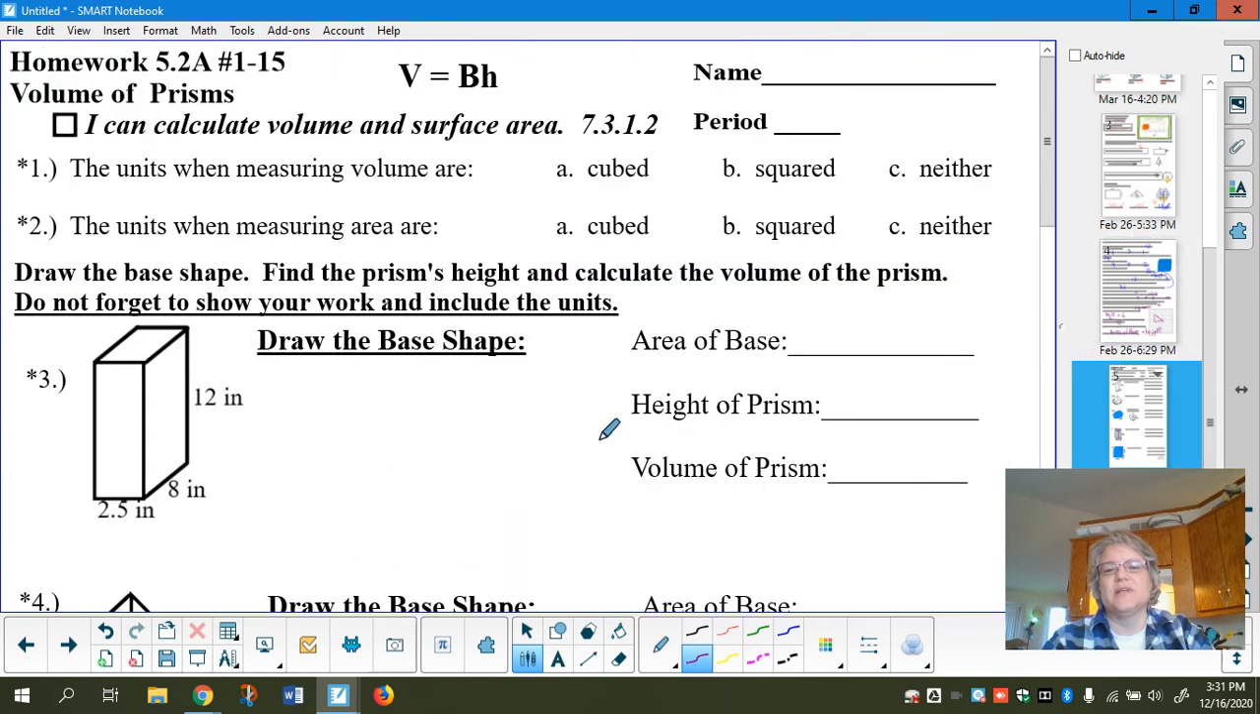All right, let's do some examples, like your homework. Or we're going to start the homework together. This will help you out a little bit.